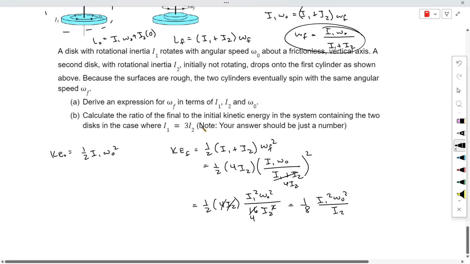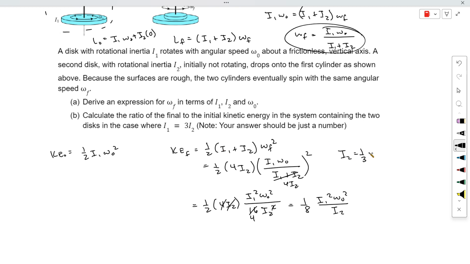And then we want the ratio of the final to the initial kinetic energy. So we want to do this thing over this thing here. Now, I want to get rid of this I2 to get rid of a variable because then these might cancel. So I2, we remember, look here, is 1/3 I1. Right? And that way I can plug that into here. So this is 1/8 I1 squared omega naught squared over 1/3 I1. So one of these I1s cancels. And this becomes 3/8 I1 omega naught squared.